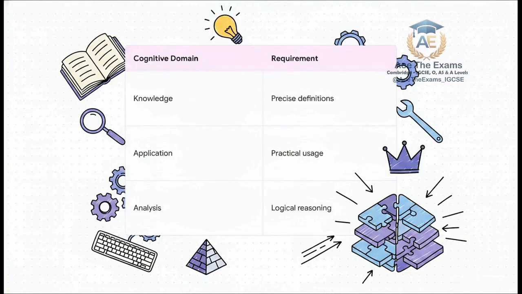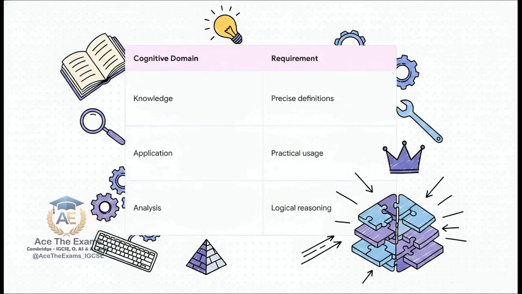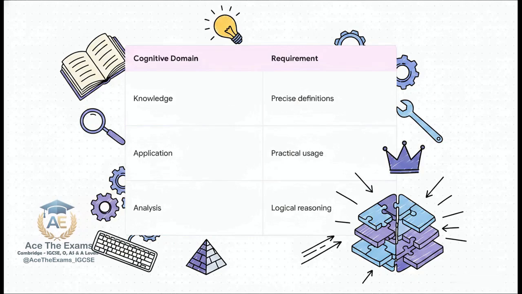To actually beat this exam, you have to understand its theoretical architecture. Passing your Cambridge Computer Science paper isn't about rote memorization, it's about systematic processing. You have to understand how the people grading your paper actually think and operate. They use a framework that targets 3 distinct cognitive domains.